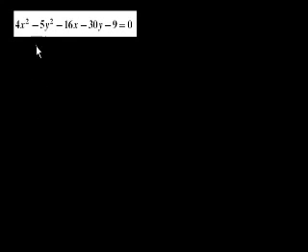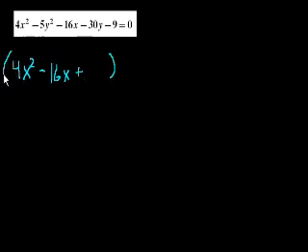And essentially, they want us to complete the square with the x's and the y's, so we get x minus something squared over some constant, plus or minus y minus something squared over some constant. So let's do that. Let's group the x and the y terms. So you get 4x squared minus 16x plus something, right? That's how we're going to complete the square.